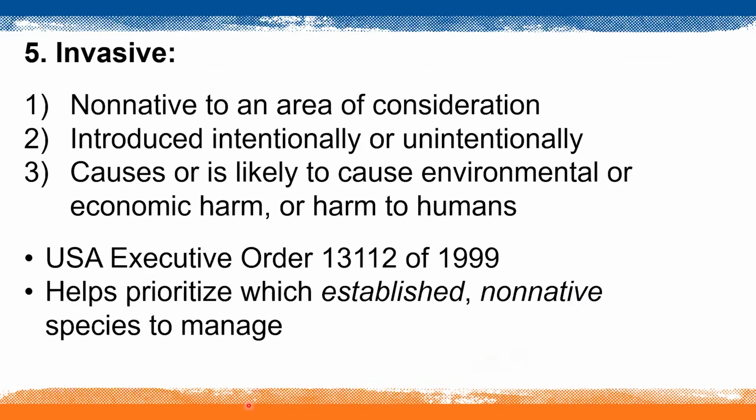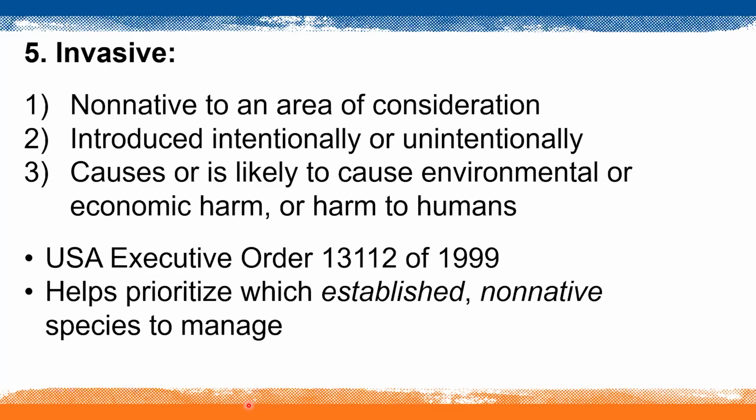The fifth term that we realized is important is invasive. And for a species to be invasive, it has three criteria. It needs to be non-native to an area of consideration. It needs to be introduced, intentionally or unintentionally, by humans, and it causes or is likely to cause environmental, economic, or human harm, okay? Now this follows Executive Order 13112, so it follows US code, and we also thought it was useful from an operational perspective in that it helps us to prioritize which established non-native species really need to be managed.